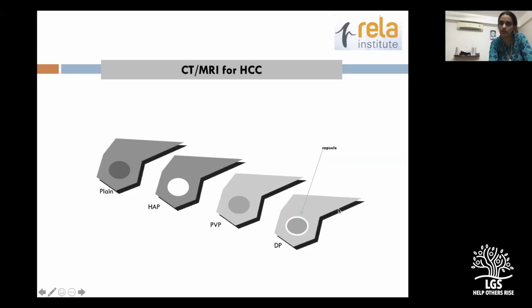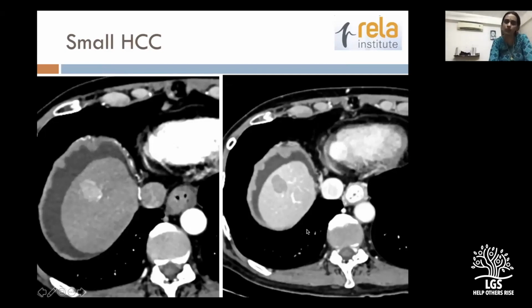And then you can actually go to the delayed phase where, against the background of the enhancing parenchyma, the HCC will show a washout. And if the lesion is large enough to have a discernible capsule, the capsule may show enhancement as well.